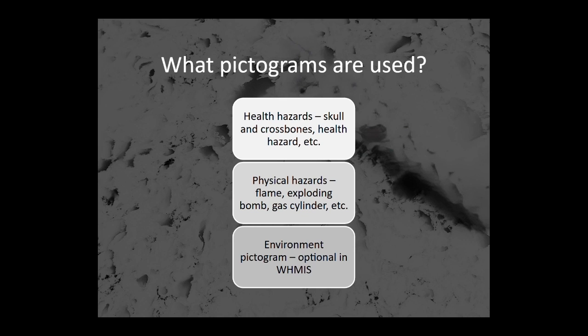Which pictograms are used? Canada's WHIMIS system aligns with the globally harmonized system, the GHS. Canada's system uses 9 core pictograms to represent physical and health hazards.